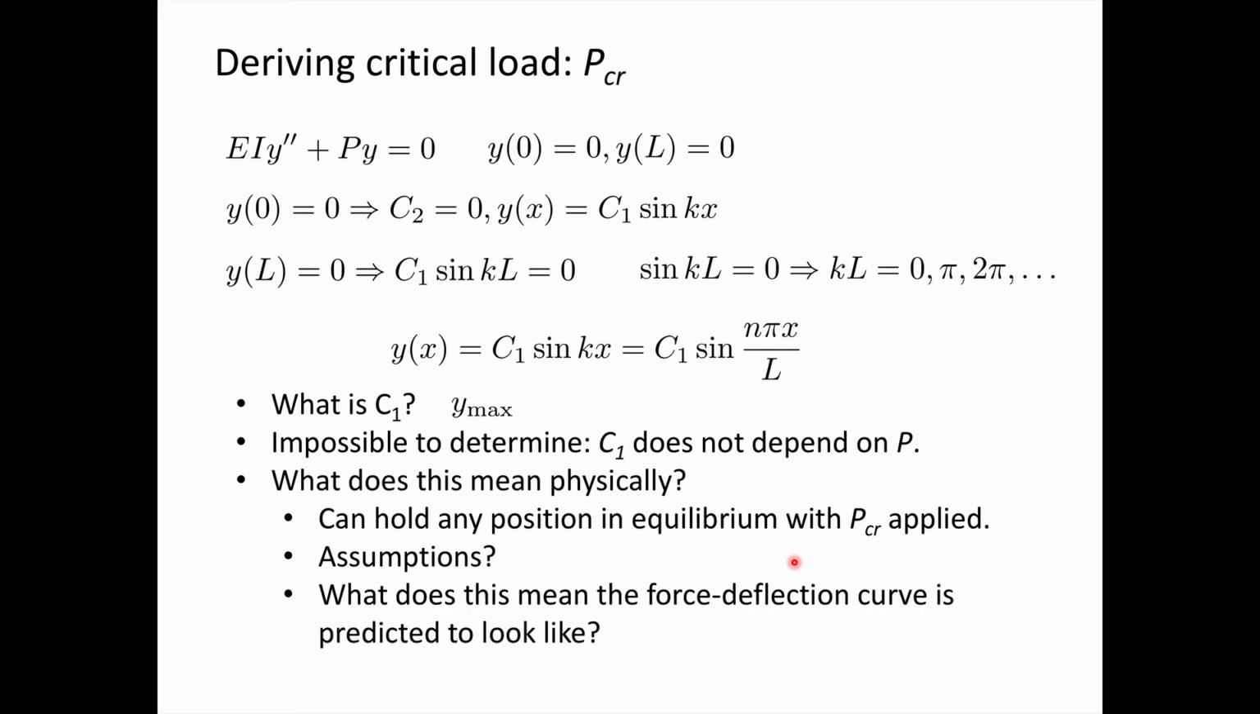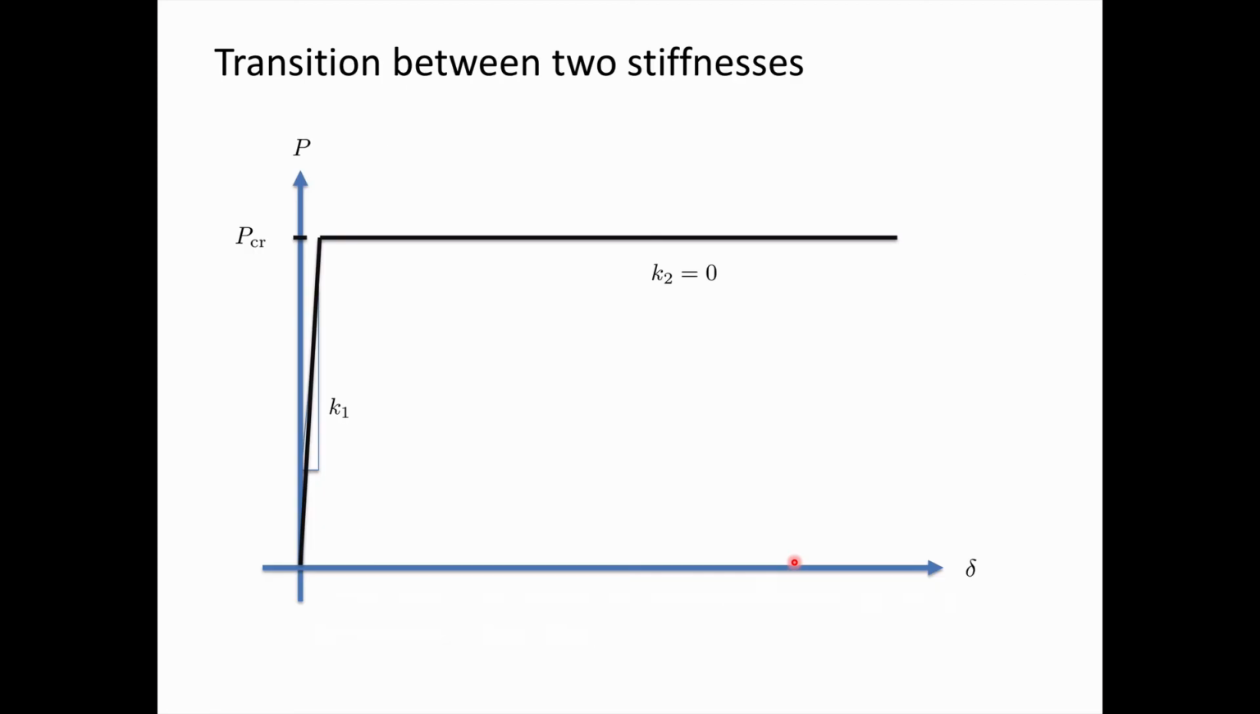So with this statement, we can hold any position in equilibrium with the critical load applied. What does that mean the force deflection curve is predicted to look like? Similar to what I drew before, below the critical load we're going to have a very high apparent stiffness that's basically equal to AE over L. But once we reach the critical load, we can hold any deflected shape with the exact same critical load. At least this is what the linear differential equation model is predicting.